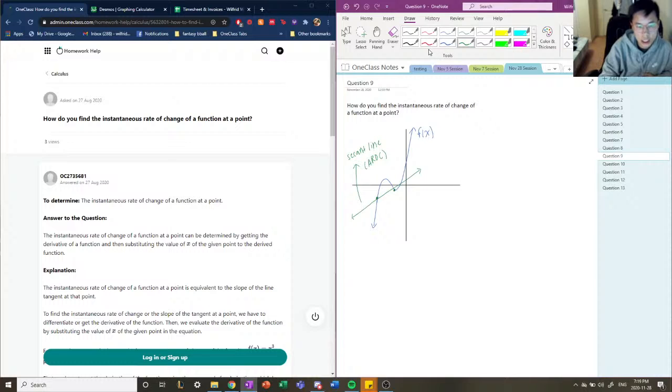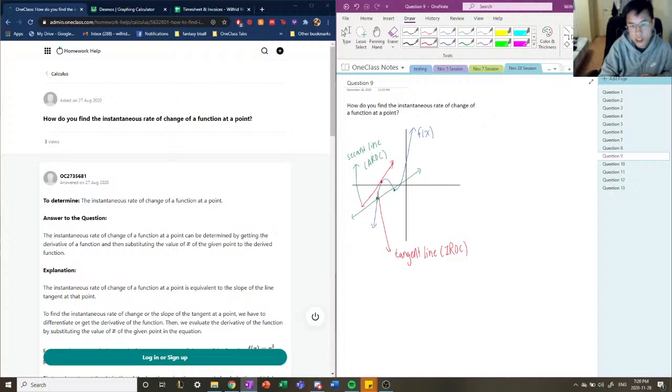Okay, so how does this compare to our secant line, or tangent line? Okay, so a tangent line is the slope of a line that is just touching one point on the graph. Okay, so this is what we call our tangent line. Okay, and the slope of this line gives us what we call the instantaneous rate of change. Okay. So it helps us to understand the behavior of this graph at this certain point.